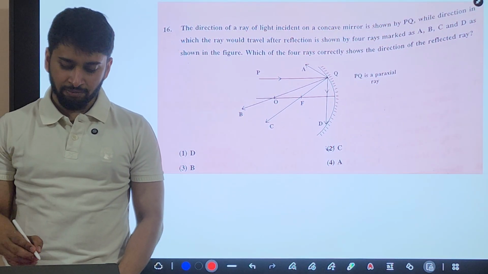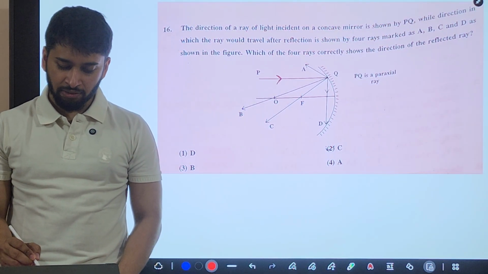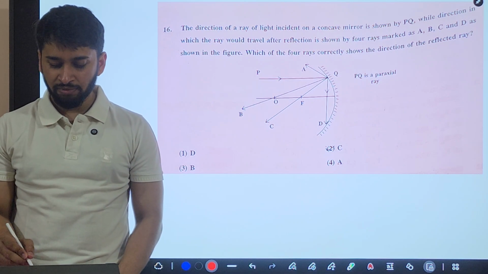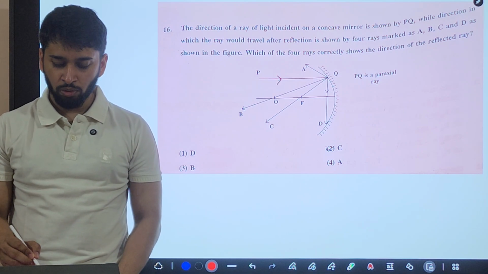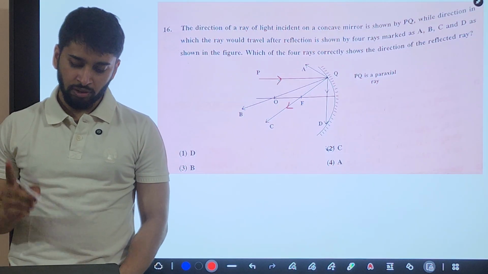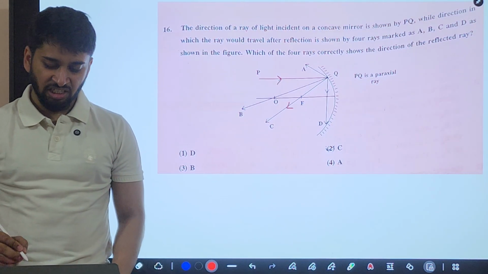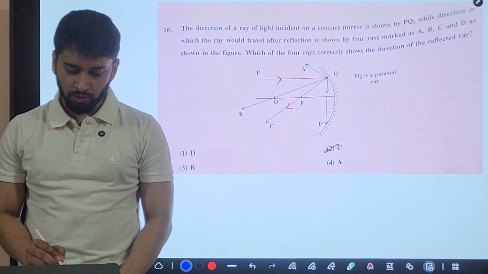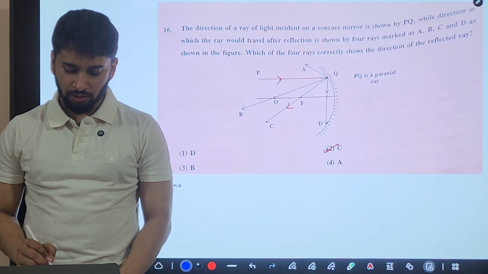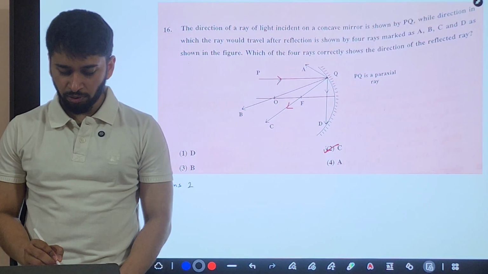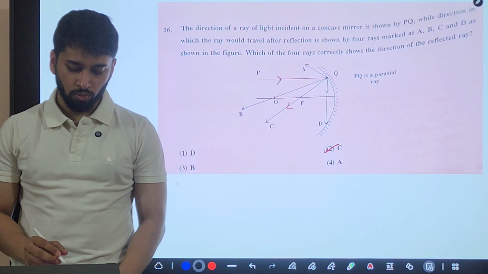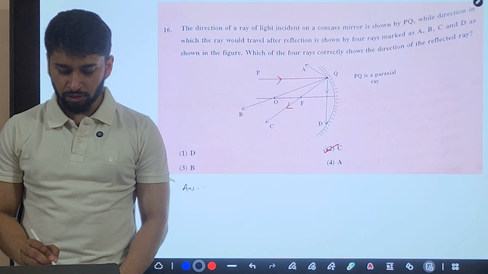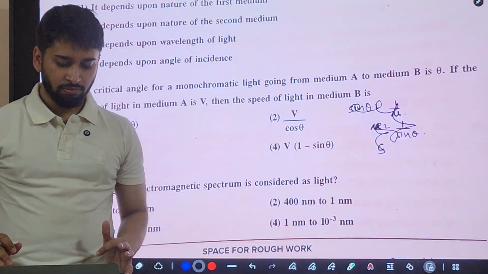So if this is the incident ray, this is how the reflected ray will be. If you take a ray parallel to principal axis, after reflection it passes through focus. Fine. So which one? C is correct. So here answer will be option 2. So simple question. Right, answer will be option 2. Great. Solution answer 2. Okay, moving ahead.